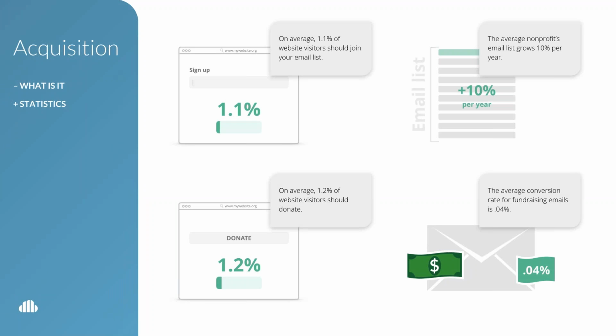So a couple that stood out to me when really reviewing this was on average, at the top left, you'll see on average 1.1% of website visitors should join your email list. So if you're not giving people an easy way to sign up on your website for becoming a subscriber to what you're doing, I would highly suggest that. And what this is stating, right, is that for every 100 people that view your website, you could expect 1 person to sign up to become a subscriber, someone who wants to learn more about your organization.